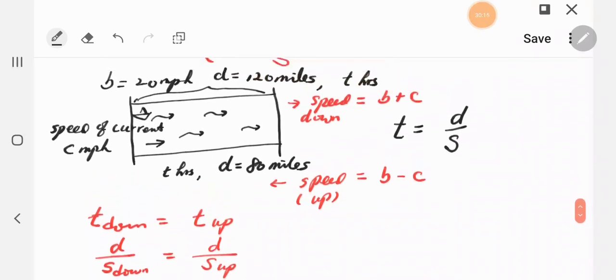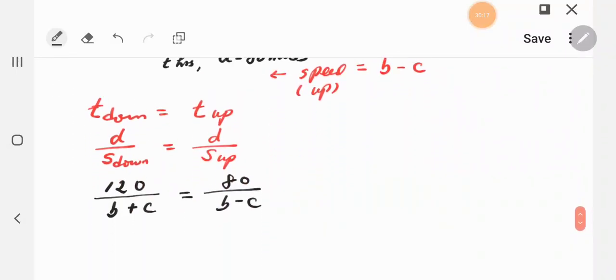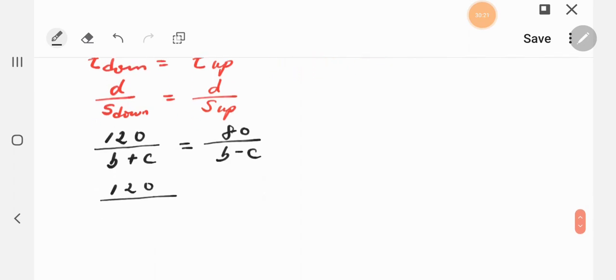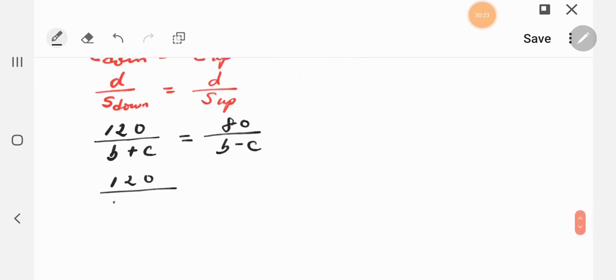All right, then the boat speed is 20 miles per hour. So downstream it's 20 plus c, and when you go upstream, that's 20 minus c. So we have an equation here. This is the equation, so from this we can solve for c.